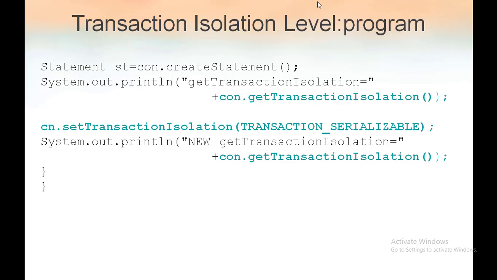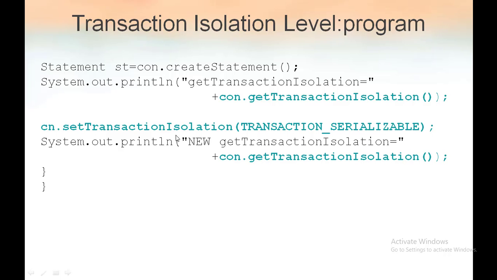Code of transaction isolation level. We already saw two methods, getTransactionIsolation and setTransactionIsolation. Here the first line is: statement object is equal to connection object dot createStatement. Here we are printing the transaction isolation. To print the transaction isolation level, we need to use the getTransactionIsolation method: connection object dot getTransactionIsolation. This method gets the isolation level and prints it as output.